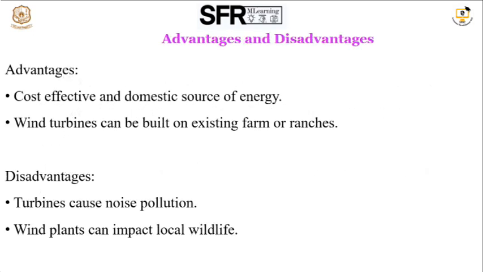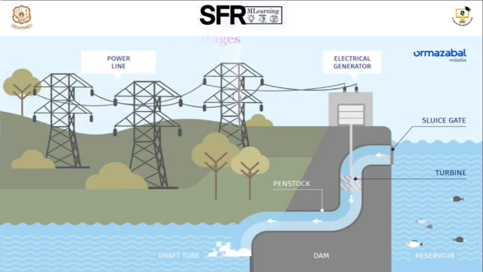In the advantages of wind energy, it is cost effective, it is a clean fuel source, wind is a domestic source of energy and it is sustainable. In the disadvantages part, turbines might cause noise pollution and wind plants can impact local wildlife. Then we see about hydro energy.